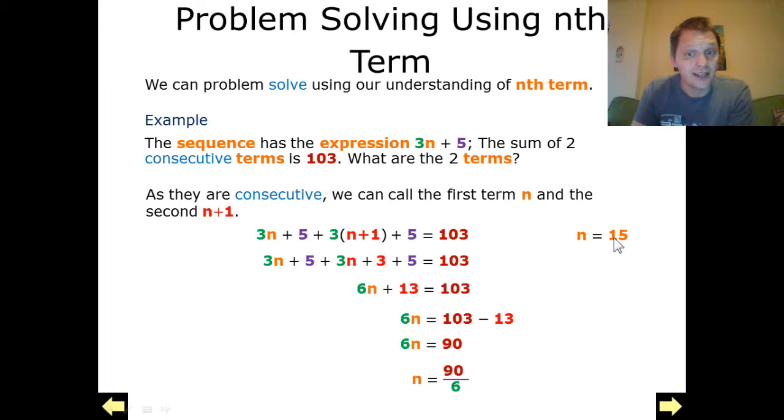Now, from this, I can actually find out what the next term is by adding 1 to it, which would certainly be 16. In which case, I could test this out by substituting these two terms back into this to see if their values would add up to give me 103. But through working out my equation, I know this is going to work. But if you want to test it out yourself, you're more than welcome to.